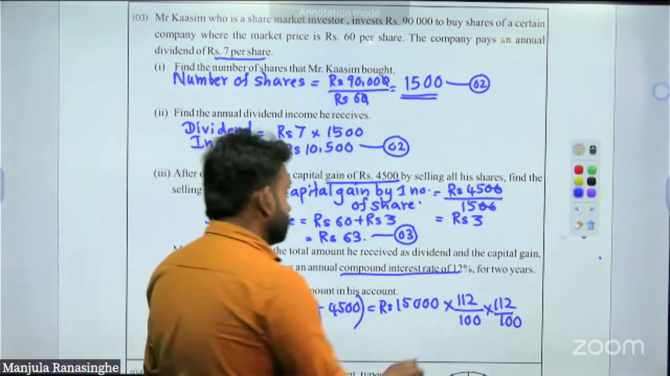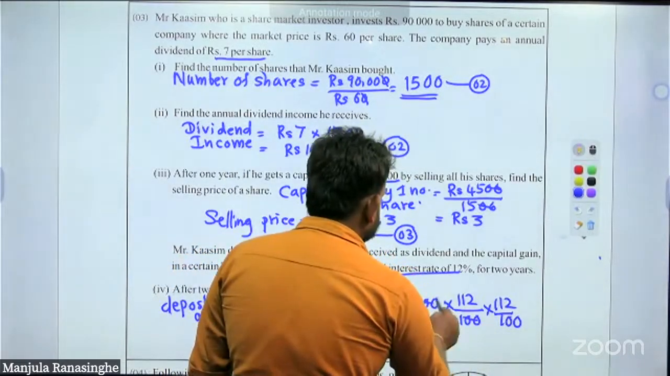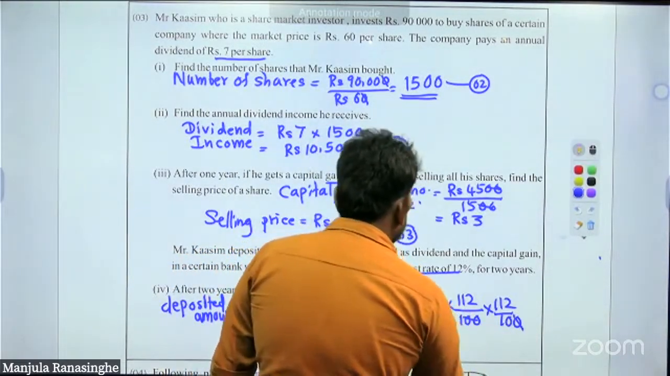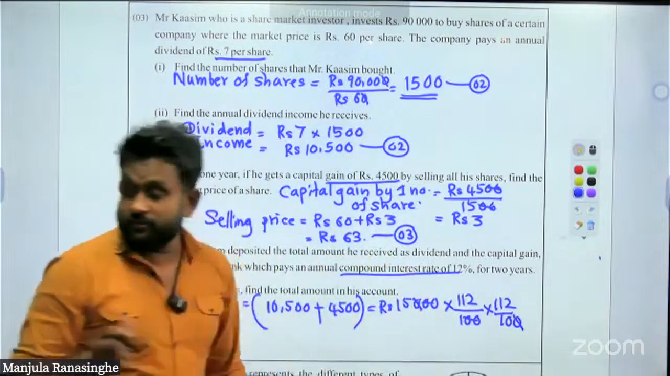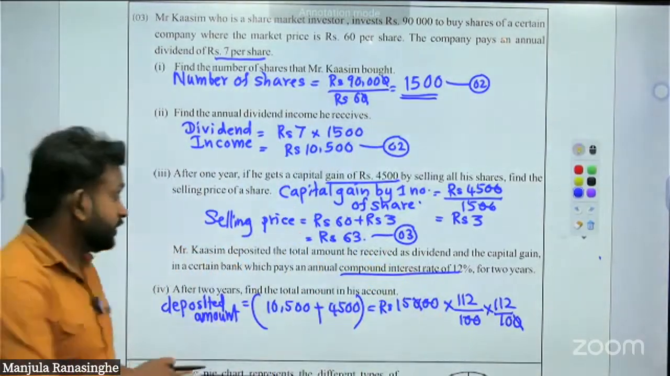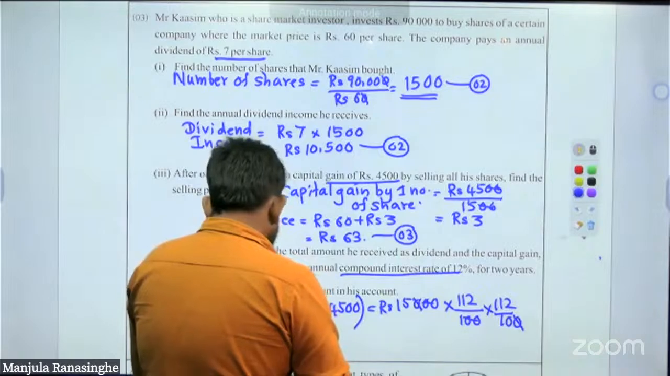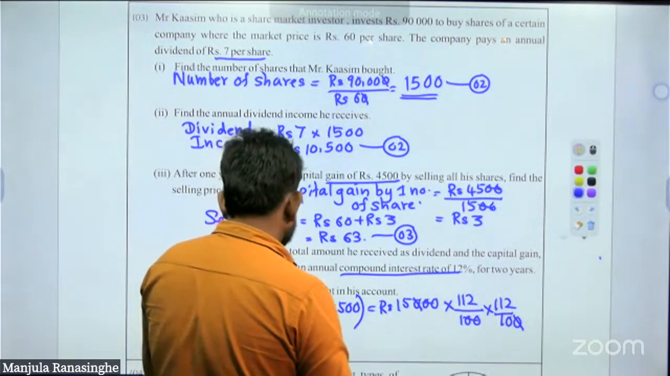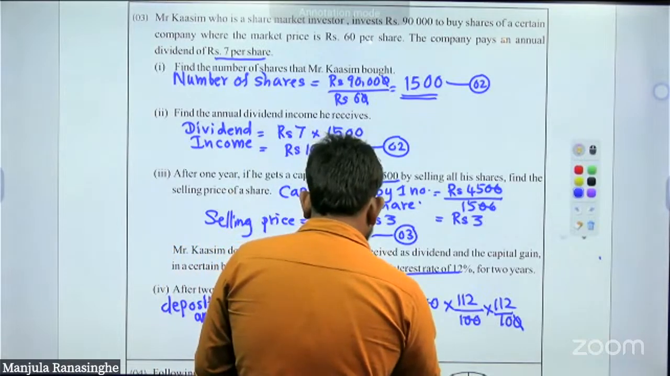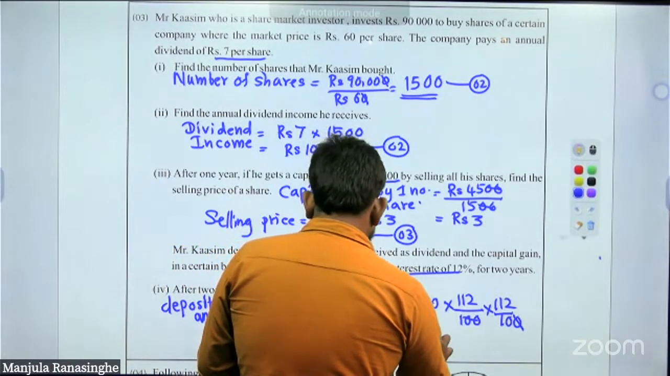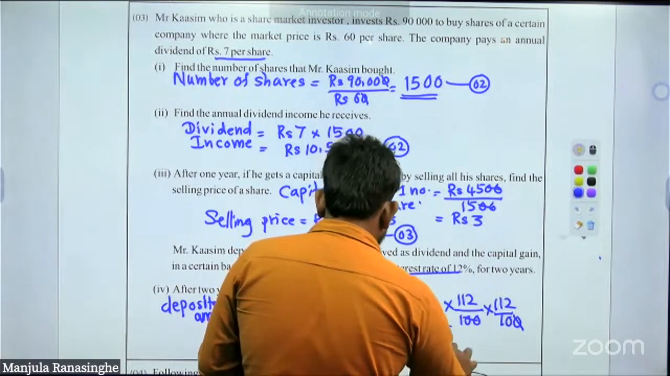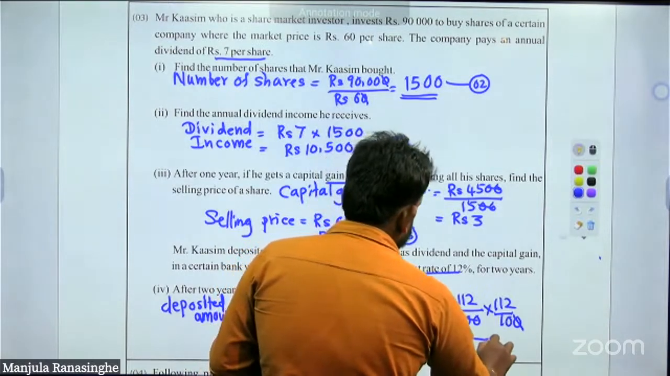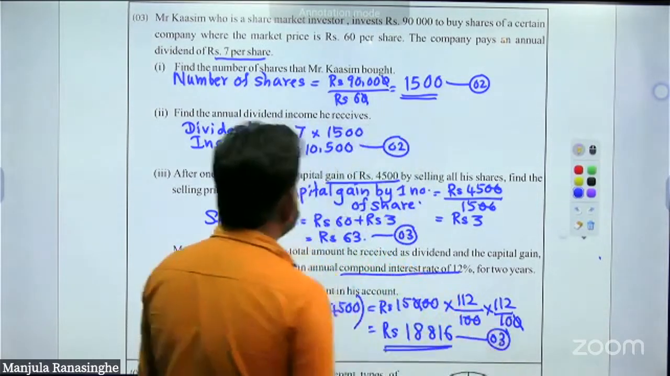Now you can see that two zeros cancel, and one more zero cancels here. Just multiply: 15 into 112 into 112 divided by 10. That gives you rupees 18,816 in one shot. Right, that gives you 3 marks there.